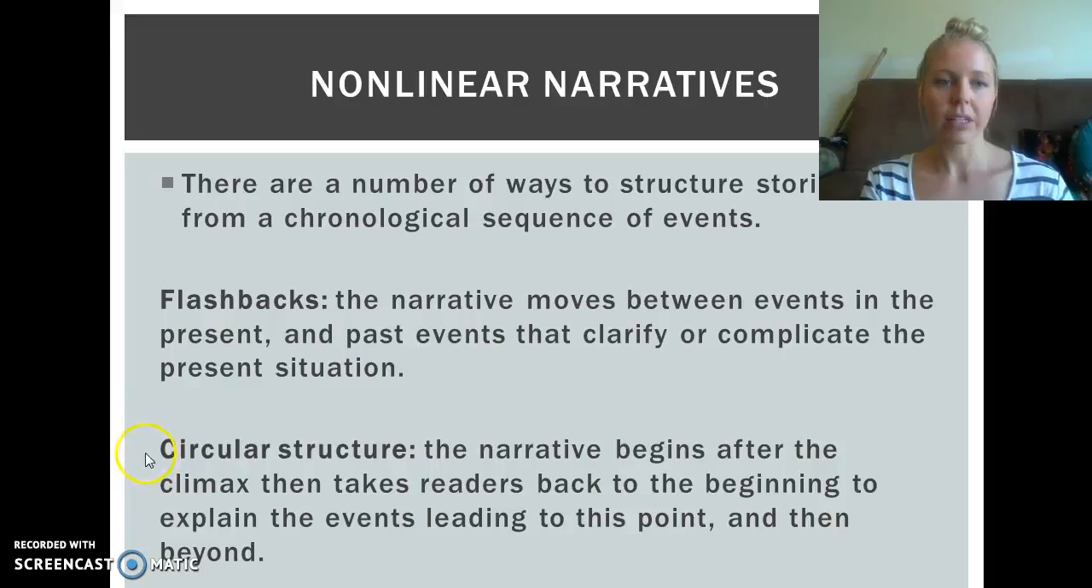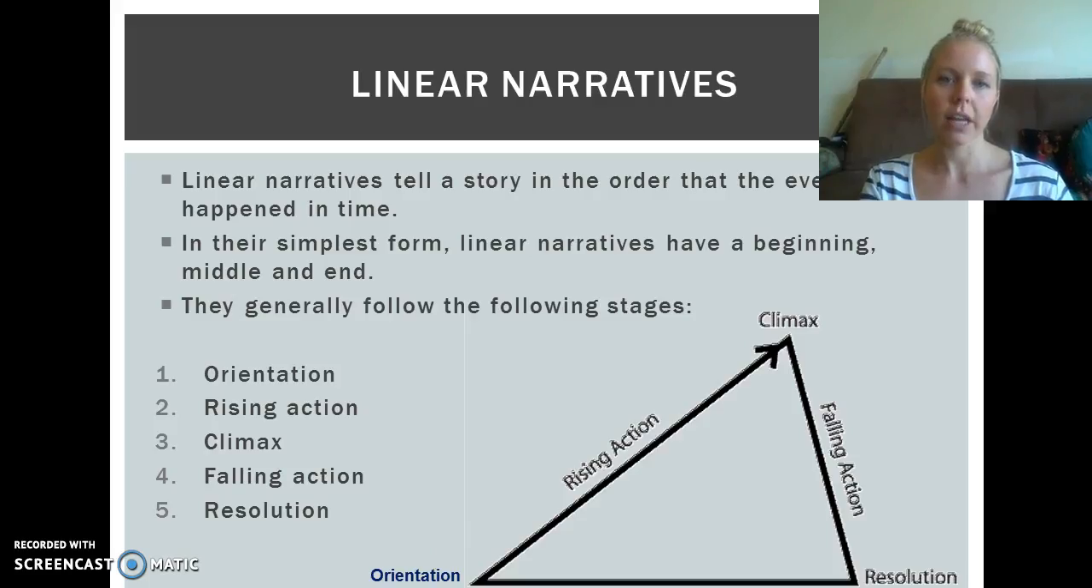The second one is a great structure to use. It's called the circular structure. It's where the narrative begins just after the climax, and then it takes readers back to the beginning to explain the events leading to this point and then beyond. So I'll just take you back to the picture. The story would start here or here, so during or just after the climax.